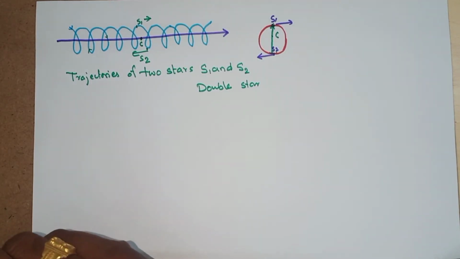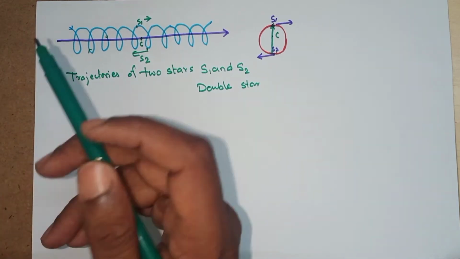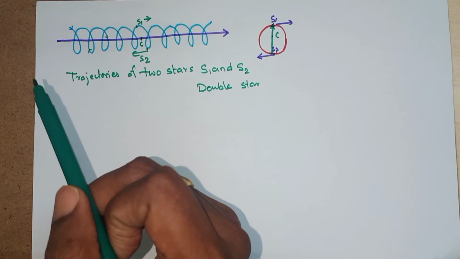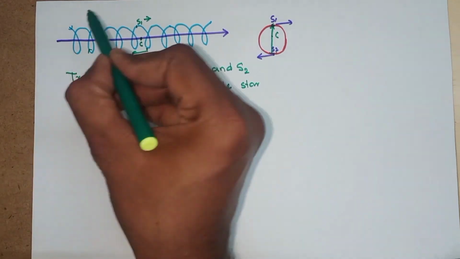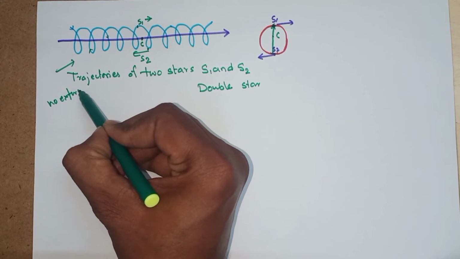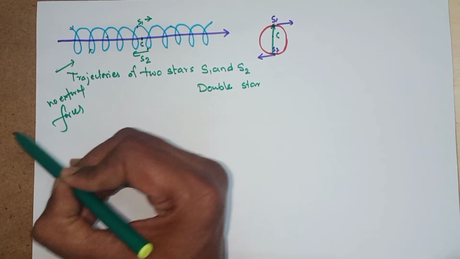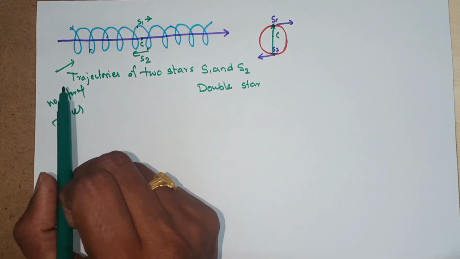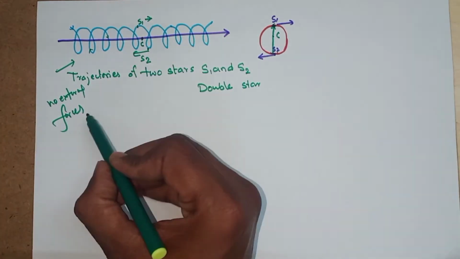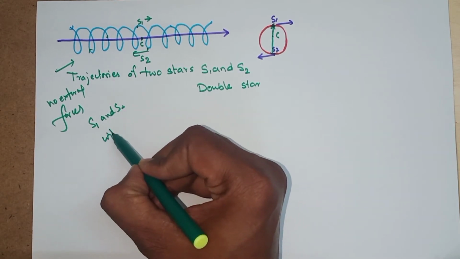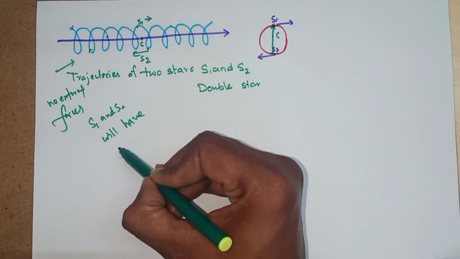Generally in astronomy, binary or double stars are a common occurrence. Generally no external forces are acting on this. Here no external forces are acting on it. Now what is happening? The trajectories of the two stars have equal masses. We'll see that S1 and S2 have equal masses.